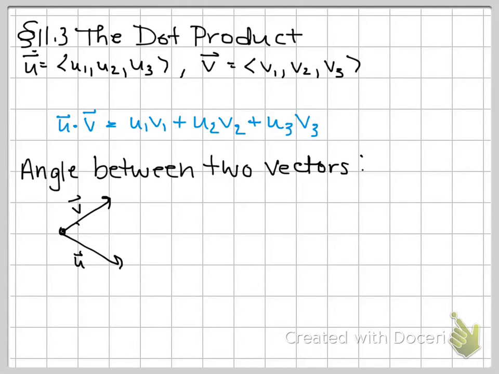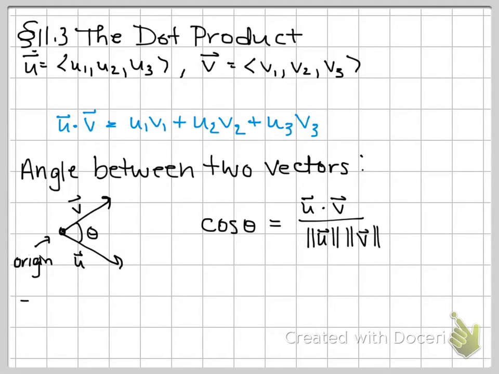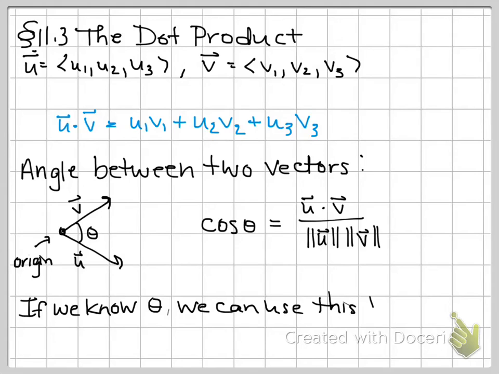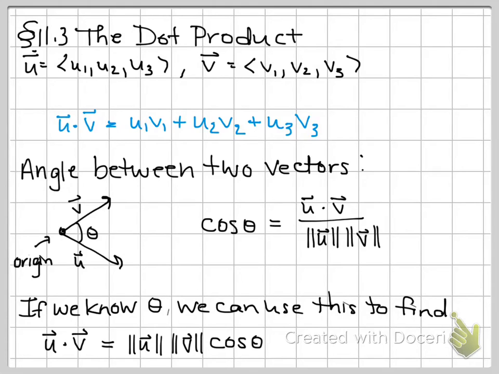So here's v and u, and theta is the angle between them when they meet at the origin. And so the formula is cosine of theta is u dot v over the magnitude of u times the magnitude of v. If we know theta, we can use this to find the dot product just by rearranging the equation, right? So u dot v is the magnitude of u times the magnitude of v times cosine of theta. All right.